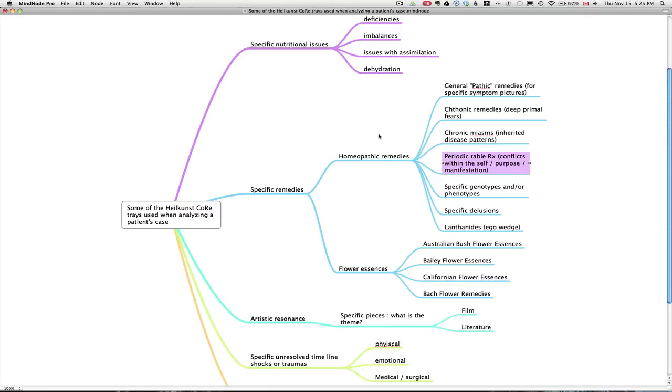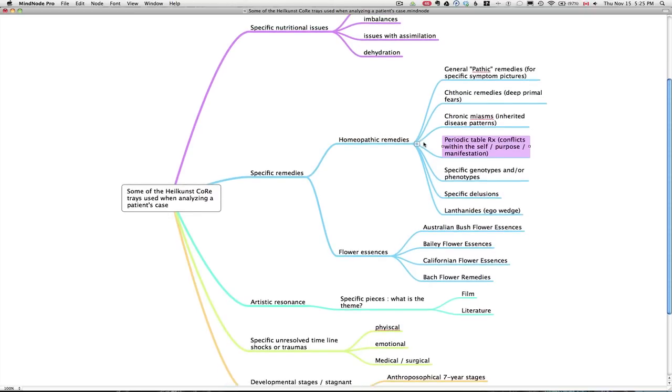Also, there's a whole area of using homeopathics that relate to specific elements coming from the periodic table, and that's actually quite an interesting area when we get into treating some of the kinds of conflicts people may have within themselves as they're trying to unfold their life or their purpose, or trying to get into their core identity. So that's another interesting assessment we can run through the core. There's also all the specific genotypes and phenotypes. Those are what we call the constitutions or the personality types.